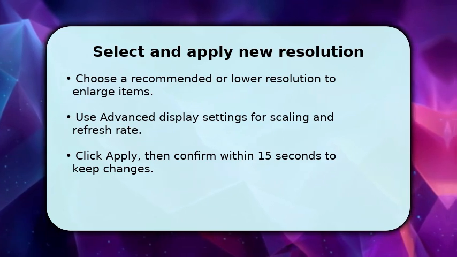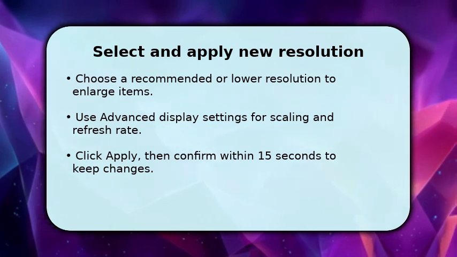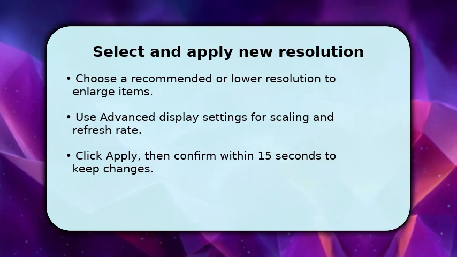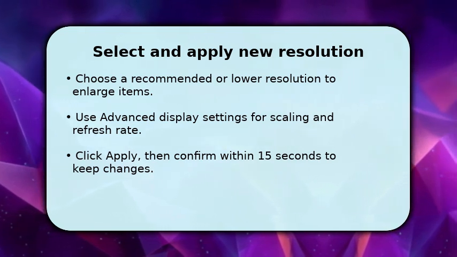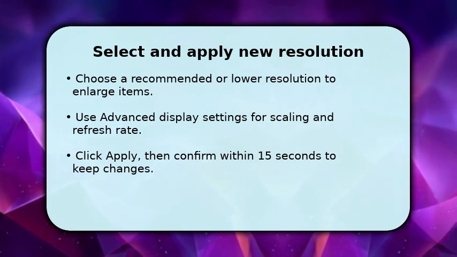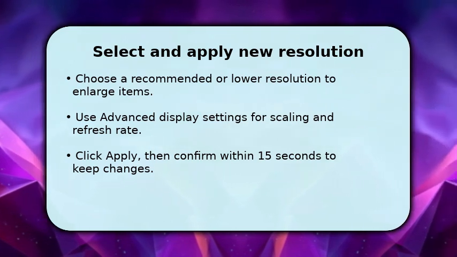make items appear larger. Once chosen, check Advanced Display Settings to adjust scaling and refresh rate if text or apps look off. This fine-tunes sharpness and motion. Click Apply and watch the preview. Windows gives you 15 seconds to confirm. If it looks good, confirm to keep it. Otherwise, it will auto-revert, and you can try another setting or adjust scaling next.